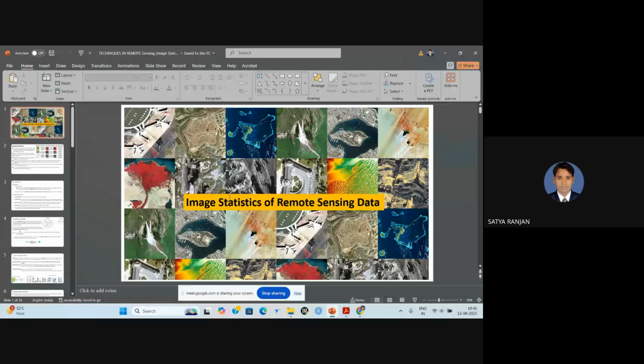A lot of times some images are not correctly given in the records, so different metrics and different mathematical calculations are there. Based on these calculations, we change different aspects of the satellite image for different purposes. That's why statistical analysis of different remote sensing data is very important, and it is also very important for the deep learning, machine learning and AI tools which are used nowadays.